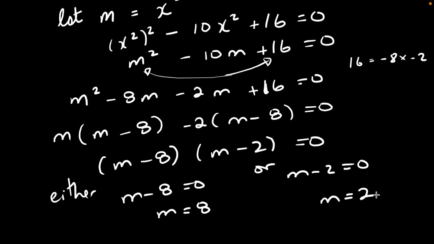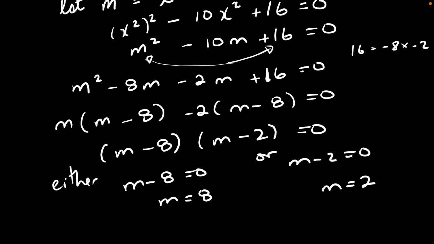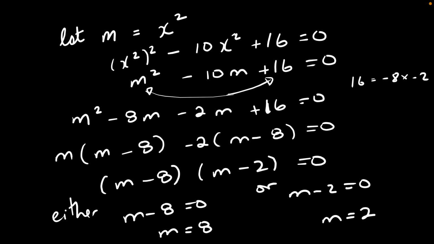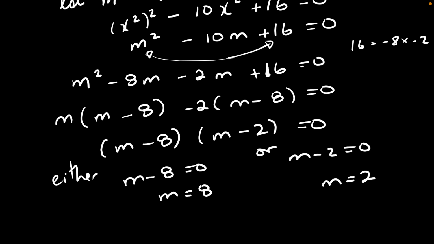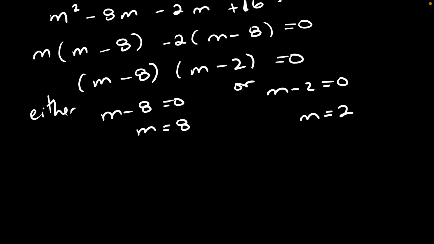It's done. No, but we never had a term in m before. We had a term in x. And this is just a slight difference that we're going to have, because remember, we said that m is equal to x squared. So at the end here, what we're going to say is what? x squared is equal to 8. This implies x squared is equal to 8, or x squared is equal to 2.